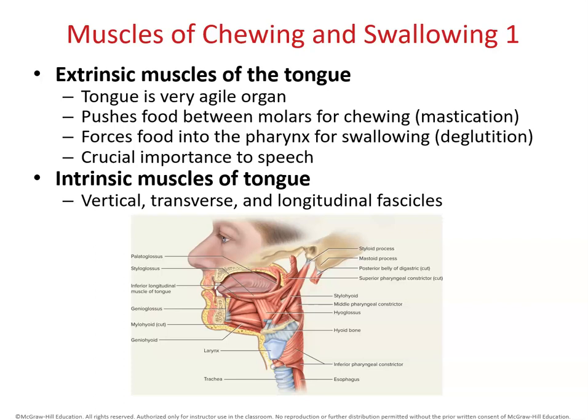So for the intrinsic muscles of the tongue, we have fascicles. Remember, a fascicle is a group of muscle fibers, okay? And they go vertically up and down in your tongue, transverse across the flat surface, and longitudinally from front and back.